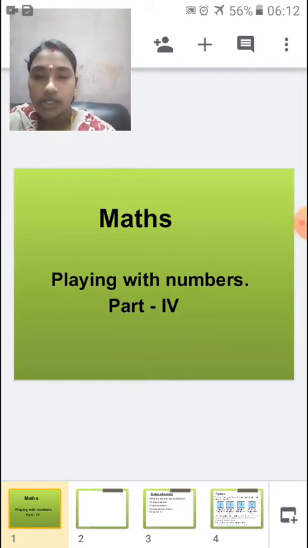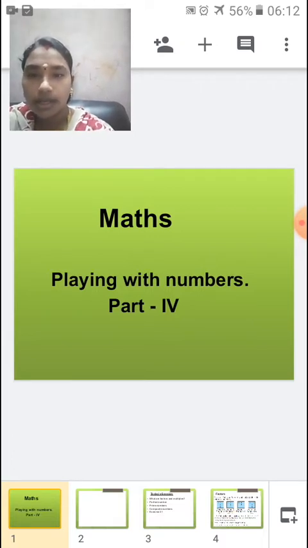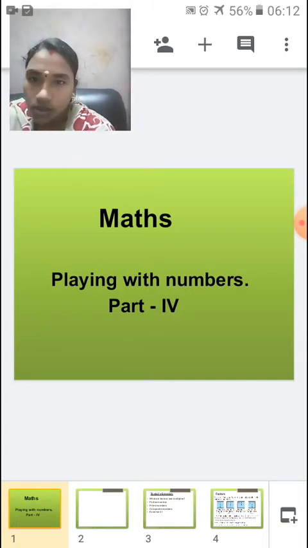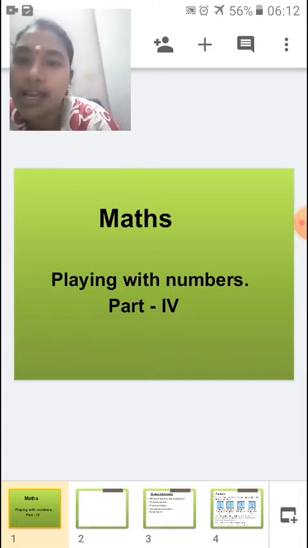So as we have seen in the last session, we are just going to continue with our exercise sums 3.2. Right? So this is the fourth session of this lesson. And let's have a small recap of whatever we have studied previously. Okay? So now what are factors?